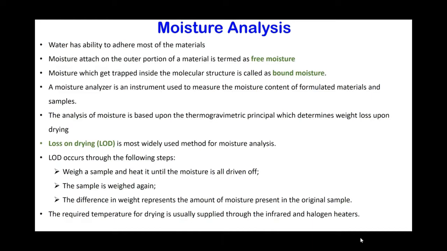The drying is usually done through infrared or halogen heaters. Halogen heaters are most prevalent due to their ability to determine the moisture content of most substances and their faster activity. We will now look at the instrumental demonstration of the moisture analyzer.